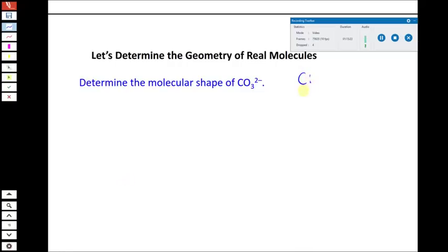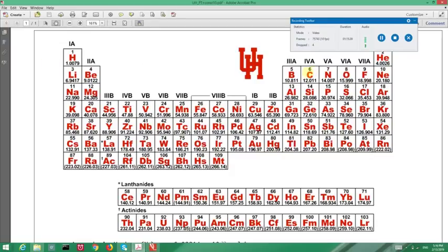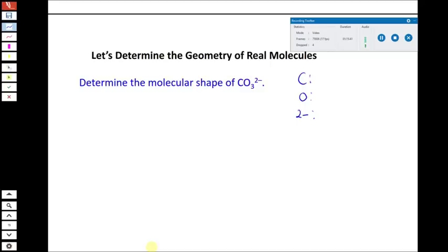We have carbon, we have oxygen, and we have a 2 minus charge to account for our electrons. So carbon is group 4, 4 valence electrons. Oxygen is group 6. Each contributes 6 valence electrons. Remember, for main group elements, the group number tells you the number of valence electrons directly. And then the 2 minus charge. So we have 1 carbon with 4 valence electrons. We have 3 oxygens with 6 each. Then we have the 2 minus charge, which adds 2 more electrons. So 22 plus 2 is 24.